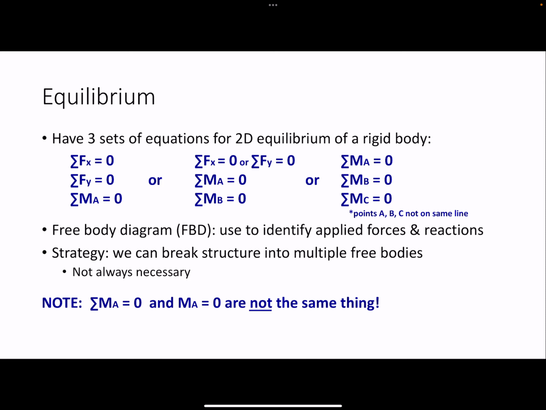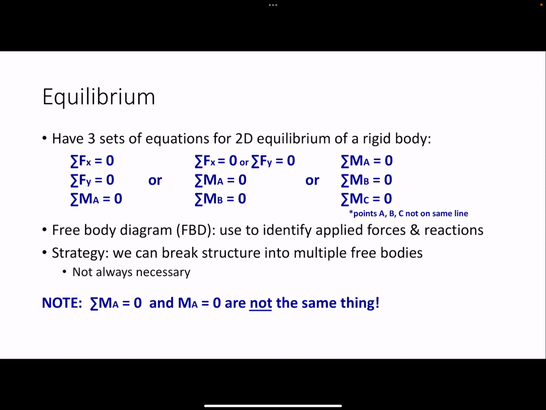For static equilibrium, as you know, you have 3 sets of equations that you can use to evaluate equilibrium for 2-dimensional structures. So this one on the left is the most commonly used set, right? But you can also use this set to establish equilibrium, or this set. On the right side, you've got just summing moments, but you're summing moments about 3 different points. The criteria for this one is that these 3 points cannot be on the same line. So if you have any 3 points that you want to sum moments about, as long as they're not on the same line, you can establish that equilibrium is met, as long as those equations sum to 0.